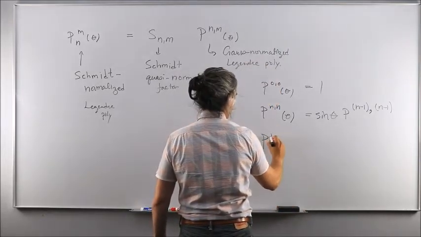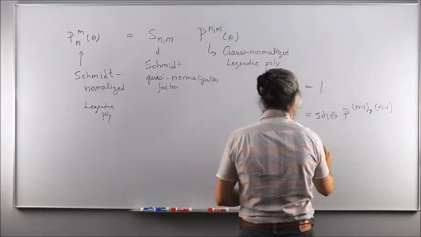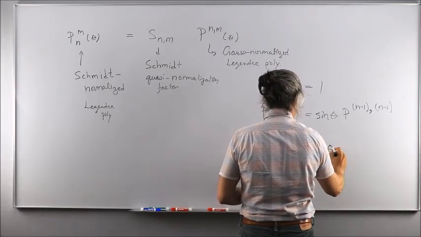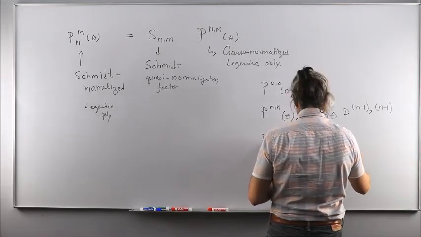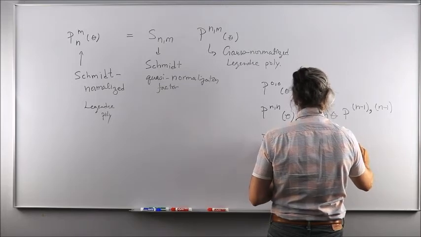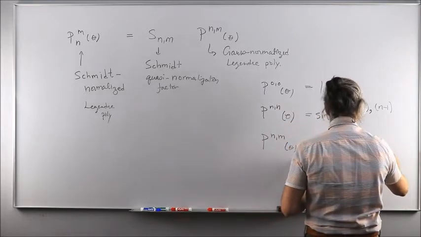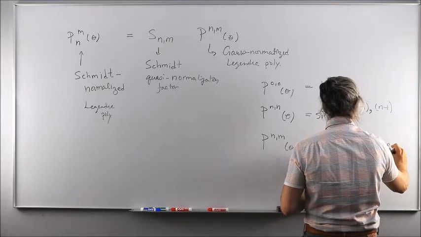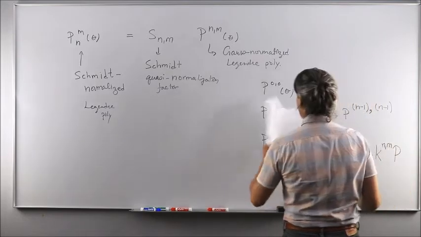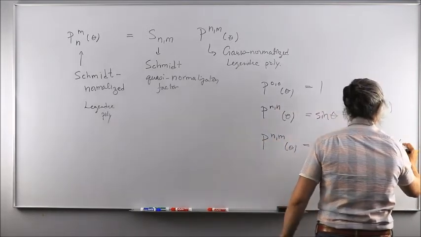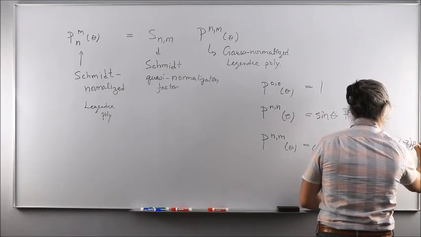And whenever we're going to look at n, m instead of n, n, this one is going to be calculated as cos of our co-latitude times the Gauss-normalized Legendre polynomial of degree n minus 1 and order m, minus k times the Gauss-normalized Legendre polynomial of degree n minus 2 order m.